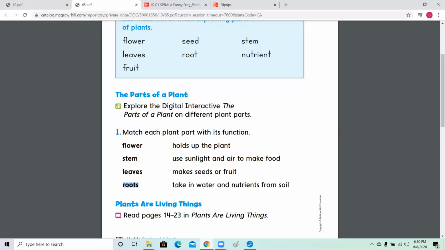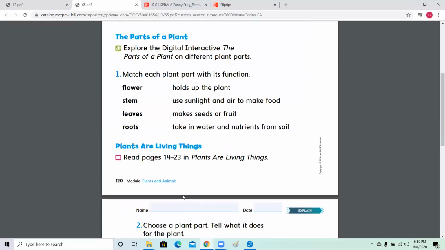So that's the function, that's the importance for this definition. What do the roots do for the plants? Take in water and nutrients from soil. Very good.